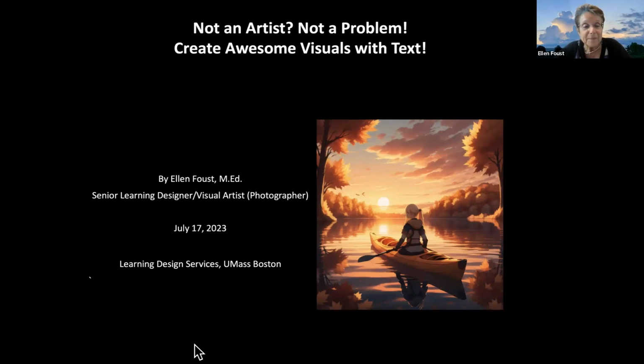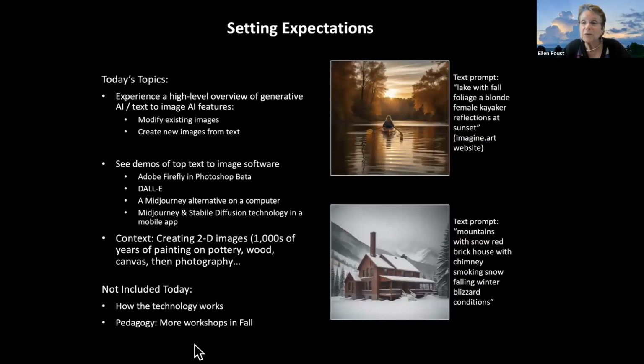Okay, so let's set the expectations for what we're going to be doing today. This is an introduction. This is a high-level overview of generative AI text-to-image features. And they fall basically into two categories. You can modify existing images or create new images from text. Some of this you're going to say, oh, I know about this. This isn't new. Well, we'll see what here is new and what isn't.